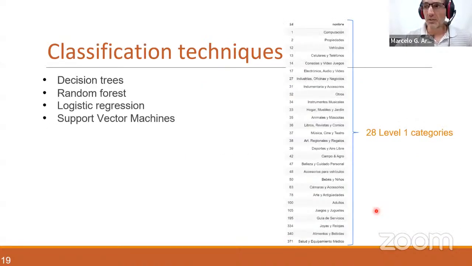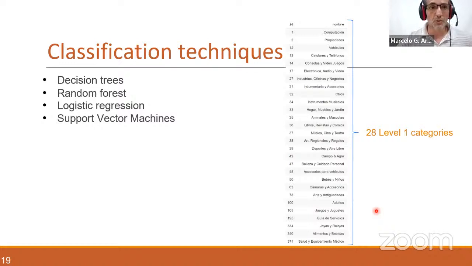Regarding classification techniques, we use decision trees, random forest, logistic regression, and support vector machines, which are nowadays classic machine learning algorithms. But we wanted to develop this project quickly because they were very eager to have the results. So we did not go into more sophisticated classification algorithms.